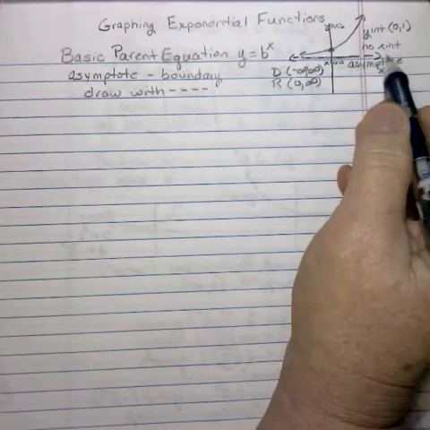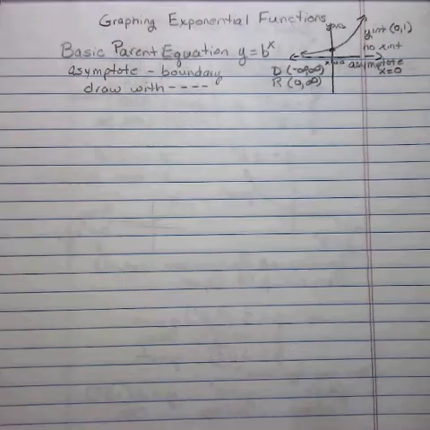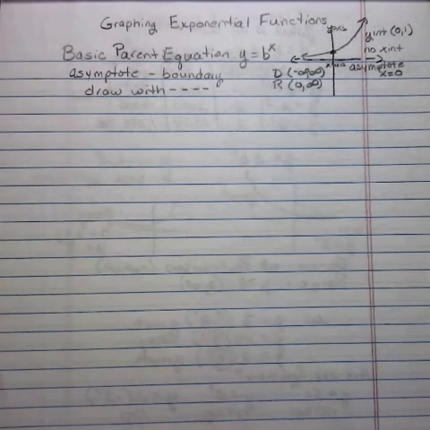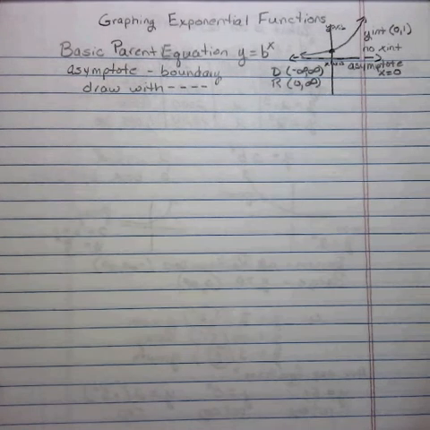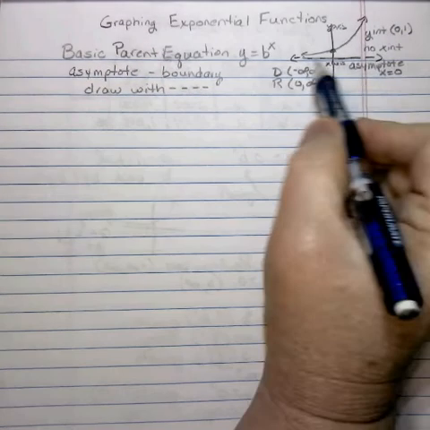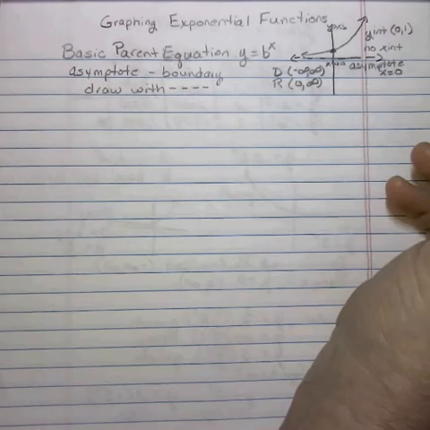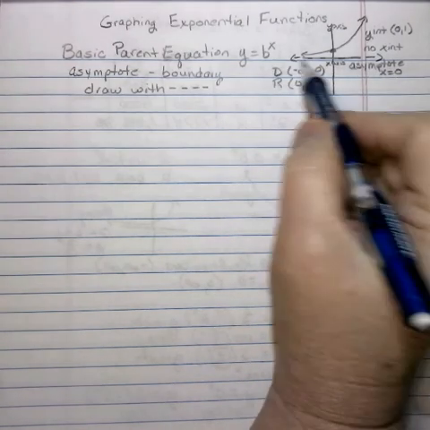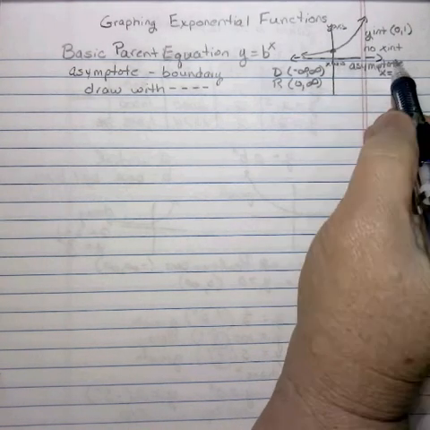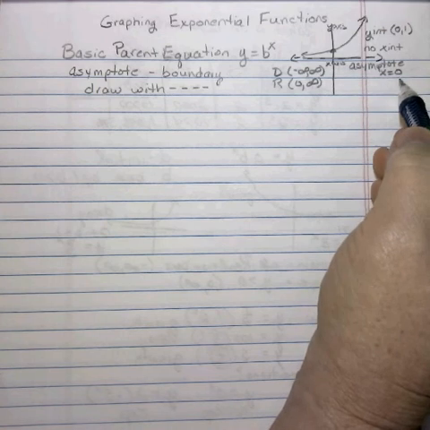Asymptotes do go on forever. You have all kinds of asymptotes: vertical, horizontal, or oblique, which are slanted. But with exponential functions, we just have a horizontal asymptote. This particular asymptote is at the boundary of the x-axis, which is y equals 0, that horizontal line.